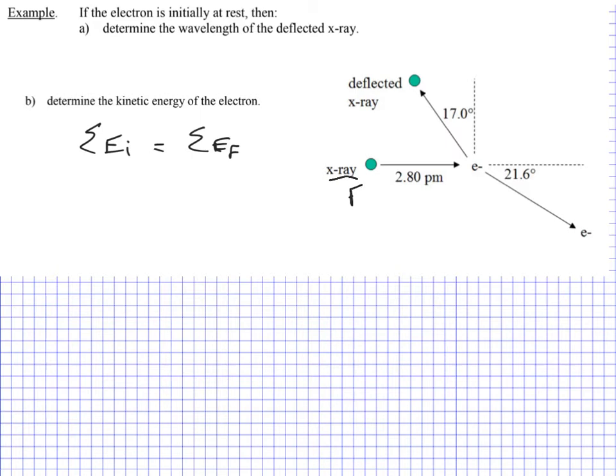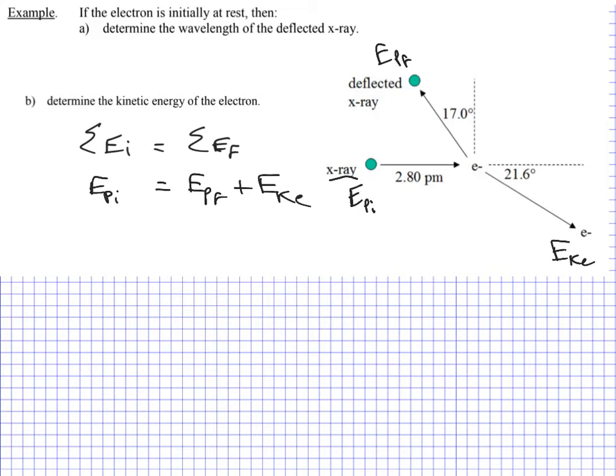I'm going to call this the energy of the photon initial. That's the only thing coming in. Of course, what's coming out is the energy of the photon final and the kinetic energy of the electron. So I've got the energy of the photon initial coming in, then the energy of the photon final coming out, plus the kinetic energy of the electron.